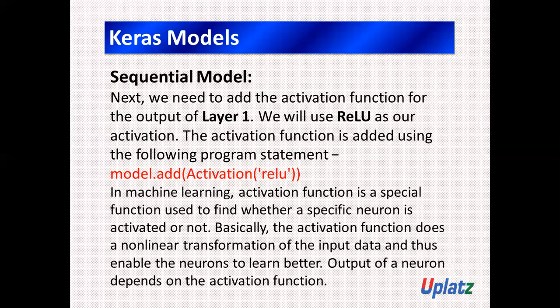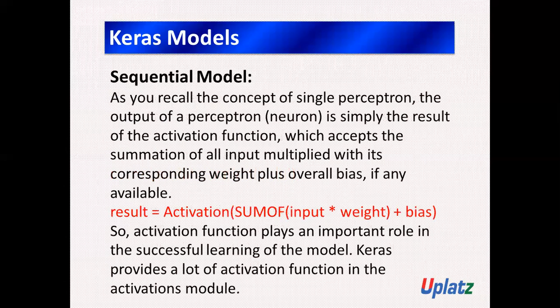In machine learning, activation function is a special function used to find whether a specific neuron is activated or not. Basically, the activation function does a non-linear transformation of input data and thus enables the neuron to learn better. The output of the neuron depends on the activation function. As you recall from the concept of a single perceptron, the output of the perceptron neuron is simply the result of the activation function, which accepts the summation of all the inputs multiplied with their corresponding weights plus overall bias, if any is available. So result equals activation of the sum of input multiplied by weight plus bias.